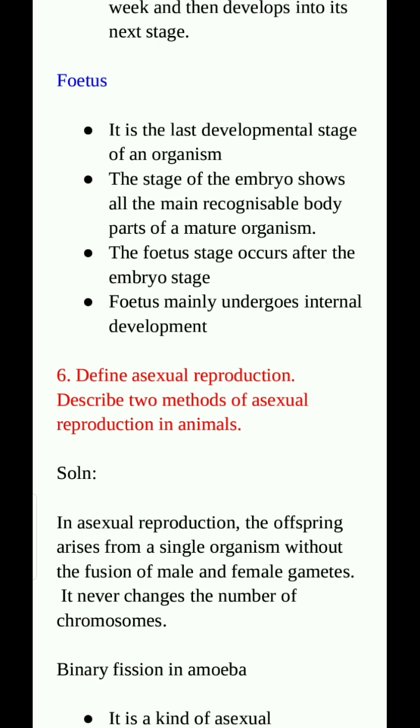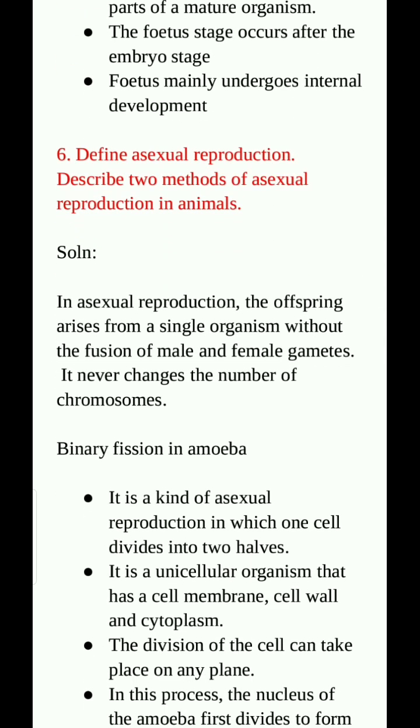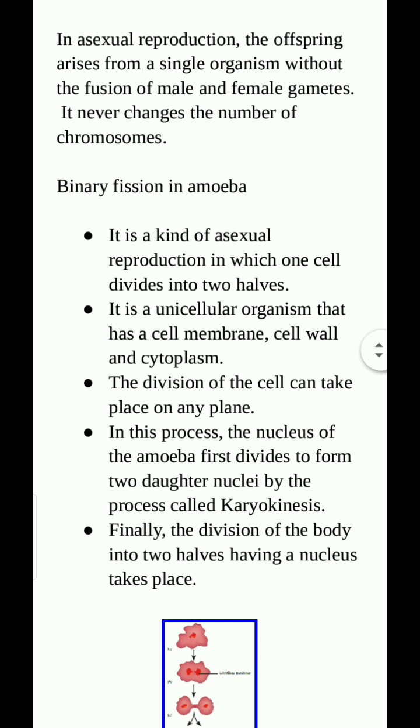Question number 6. Define asexual reproduction. Describe 2 methods of asexual reproduction in animals. In asexual reproduction, the offspring arises from a single organism without the fusion of male and female gametes. It never changes the number of chromosomes.